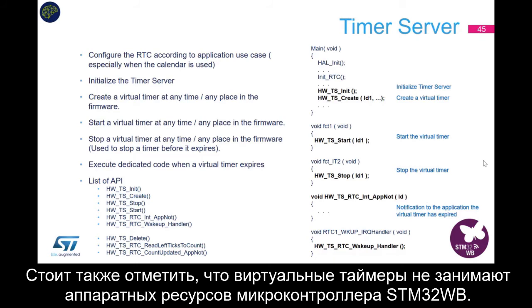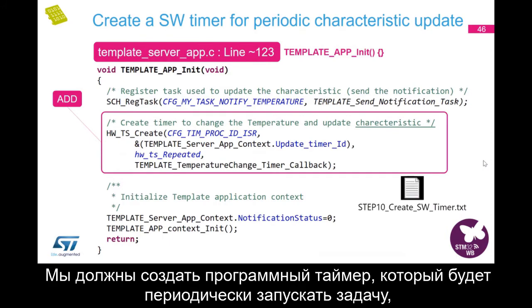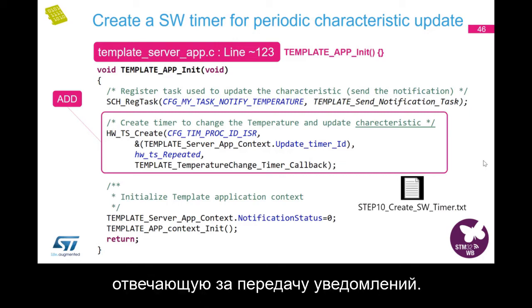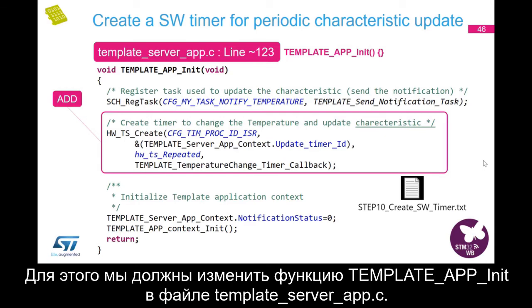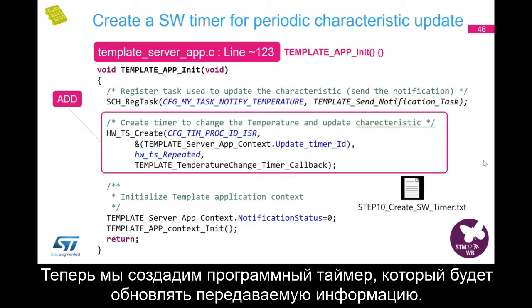So again, you've got the flexibility on what you want to do with these virtual timers, and they're not using all the hardware resources of the STM32WB for this feature. So we need to now create our software timer for our periodic triggering of our task to generate our update notifications. So here in our template app initialization, we're going to register a task, which we've already done, and now we're going to create the timer that is going to change the information that we're sending.